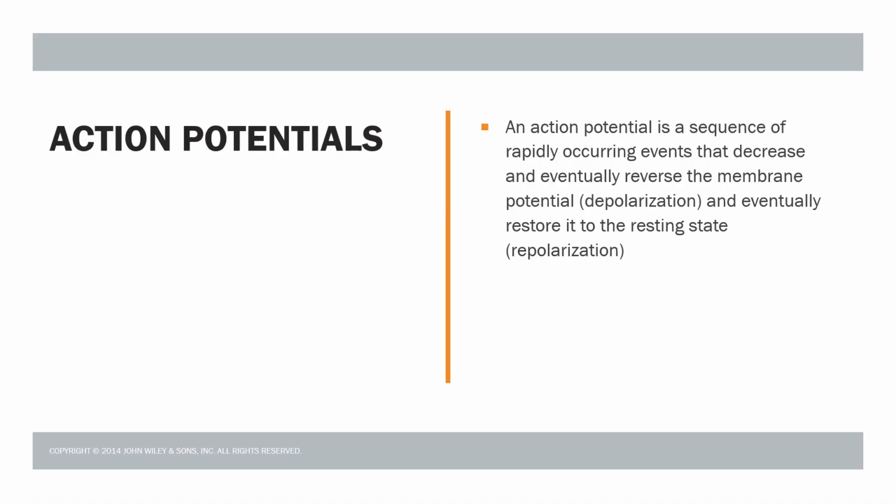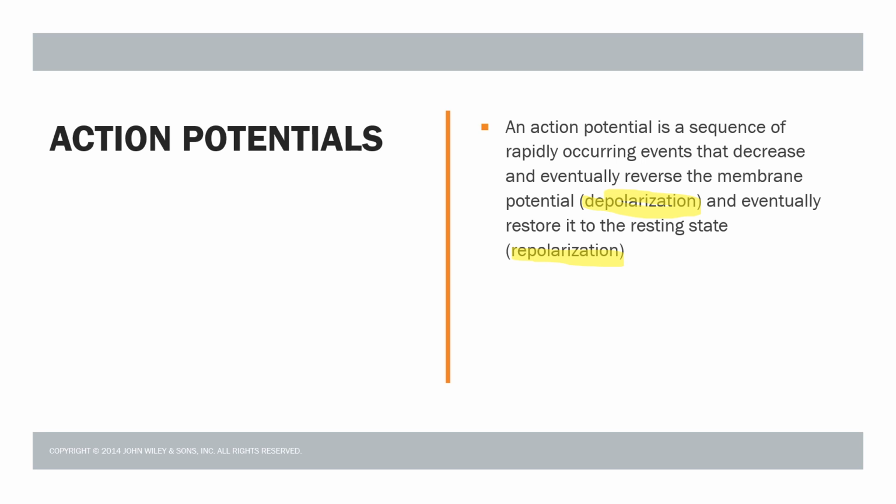So an action potential, or an impulse, is a sequence of rapidly occurring events that decrease and reverse the membrane potential, and then eventually restore it back to its resting state. An action potential has two main phases. We're going to have the depolarizing phase and then the repolarizing phase.